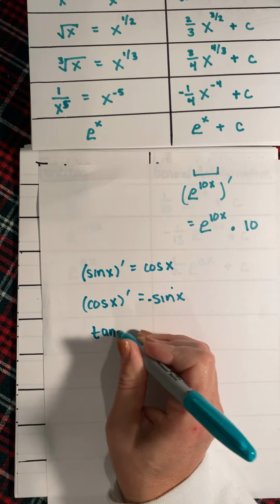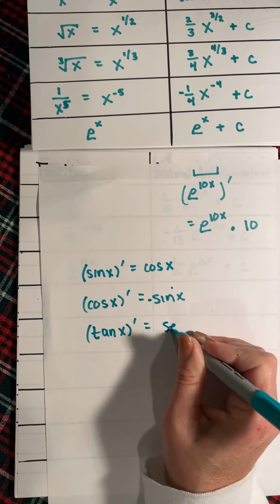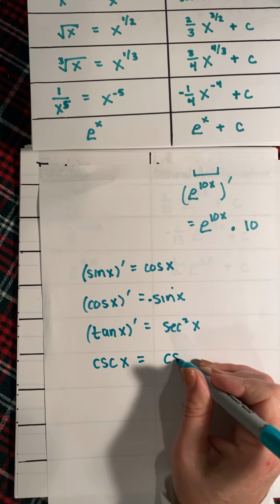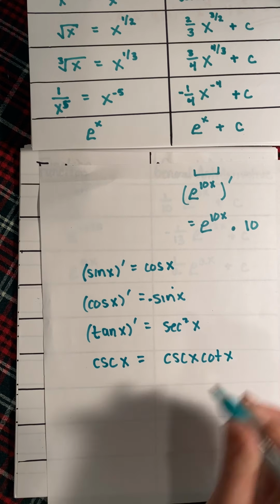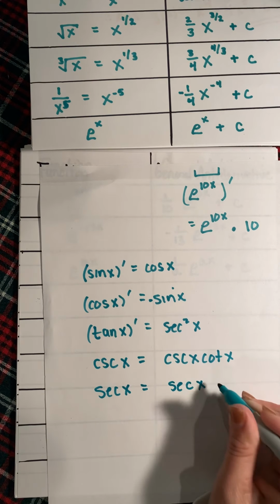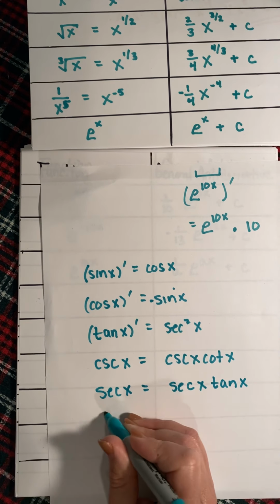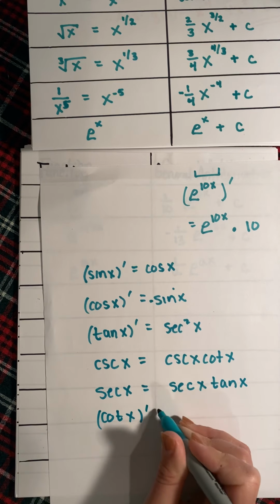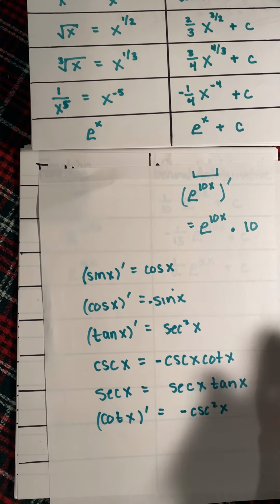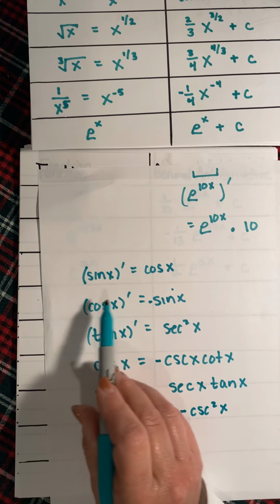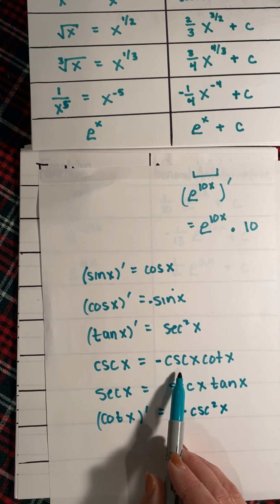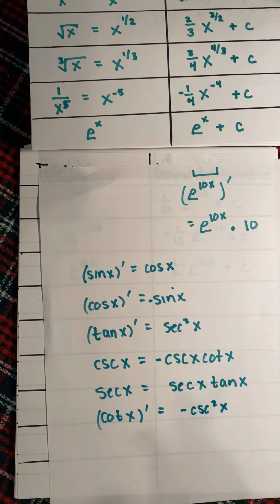The derivative of the tangent is the secant squared. The derivative of the cosecant is the negative cosecant cotangent. The derivative of the secant is the secant tangent. And the derivative of the cotangent is the negative cosecant squared of x. Don't forget the negatives. So if a trig function starts with c, its derivative is negative. So the derivative of the cosine is the negative sine, the derivative of the cosecant is the negative cosecant cotangent, and the derivative of the cotangent is the negative cosecant squared.